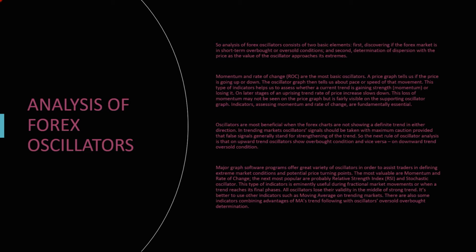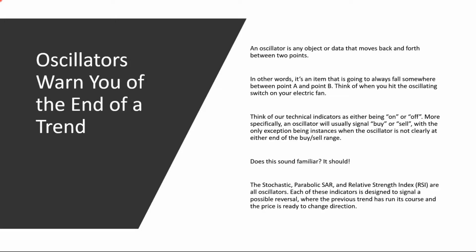When the markets are moving in a slower uptrend or downtrend or in a sideways movement, an oscillator will help you predict what is about to happen. So an oscillator is an object or data that moves back and forth between two points. In other words, it's an item that is always going to fall somewhere between point A and point B. Think of when you hit the oscillating switch on your electric fan. Think of your technical indicators as either being off or on.